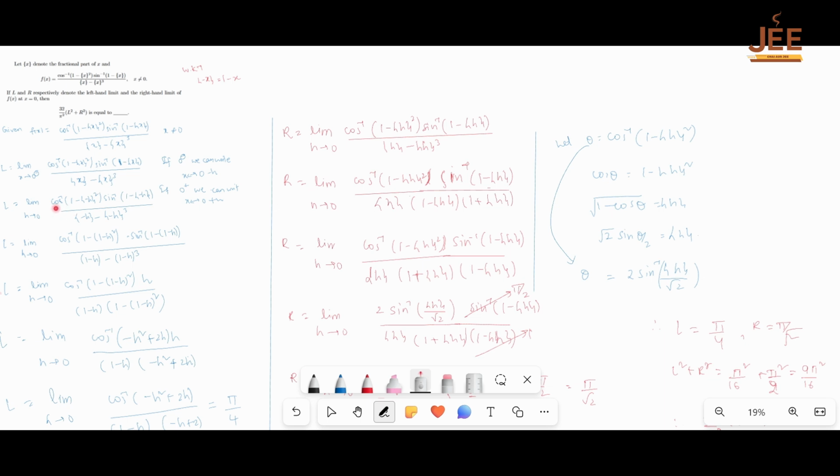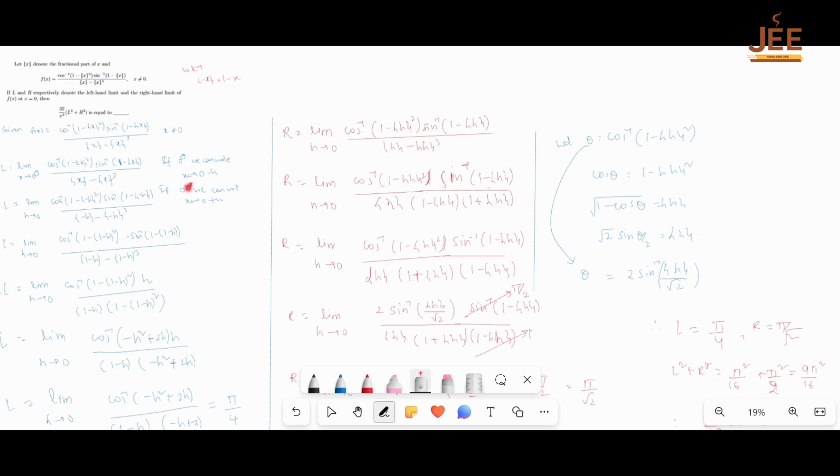we'll reach cos inverse of 1 minus fractional part of minus h, whole square, times sin inverse of 1 minus fractional part of minus h, upon fractional part of minus h minus fractional part of minus h whole cube. We know that the fractional part of a negative number, for suppose the fractional part of minus 1 by 4, is not minus 0.25. The fractional part is 1 minus 1 by 4, which is 0.75. This is the fractional part of minus 1 by 4. Similarly, you can see here the fractional part of minus x is 1 minus x.